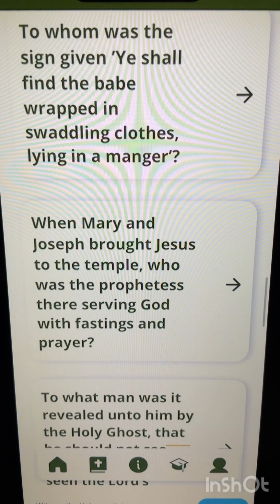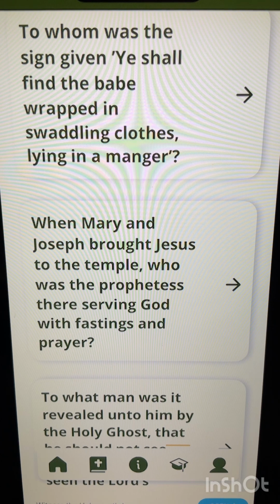Another question says, to whom was the sign given? Ye shall find the babe wrapped in a swaddling cloth, lying in a manger.